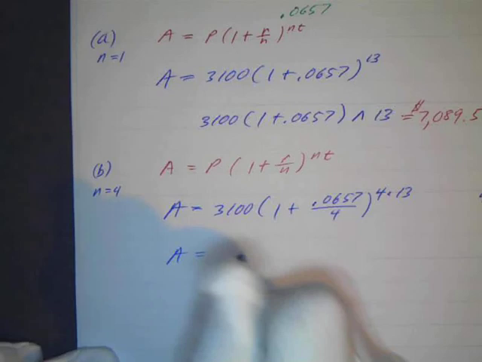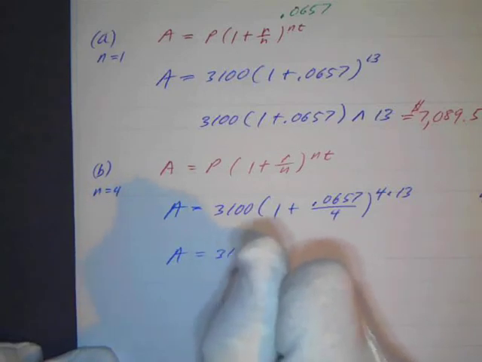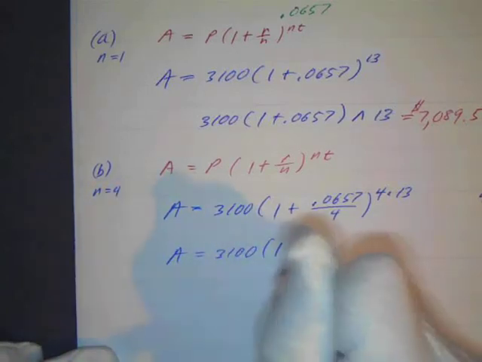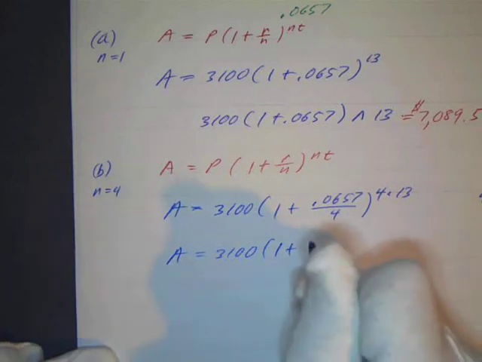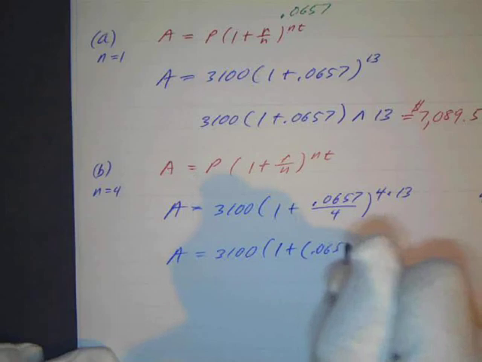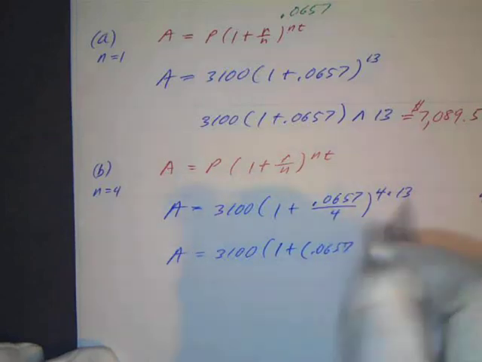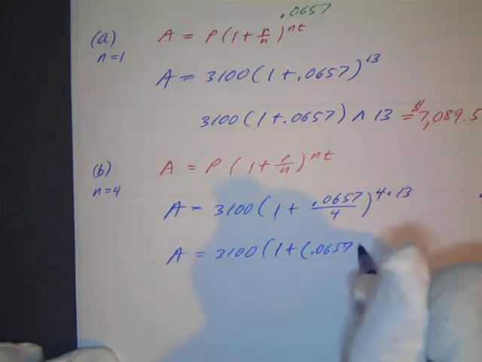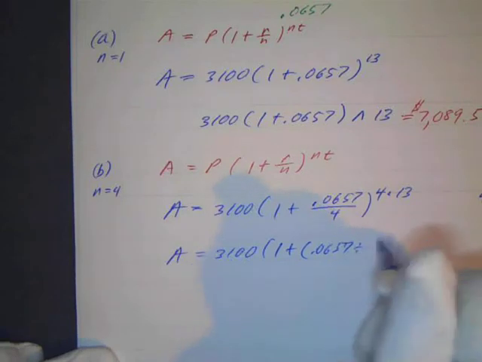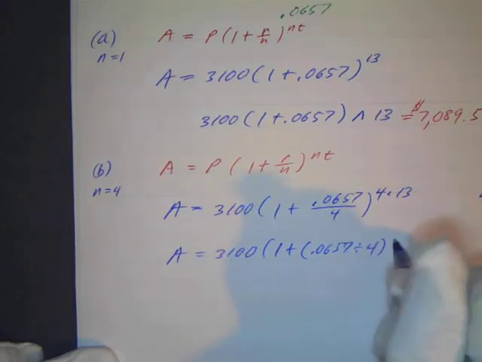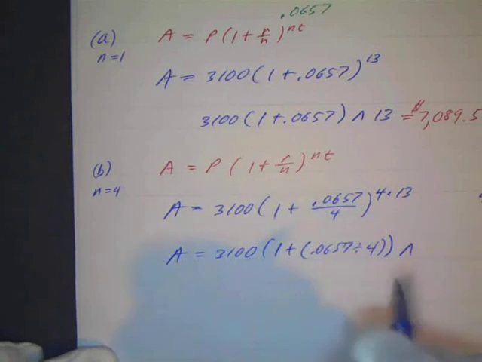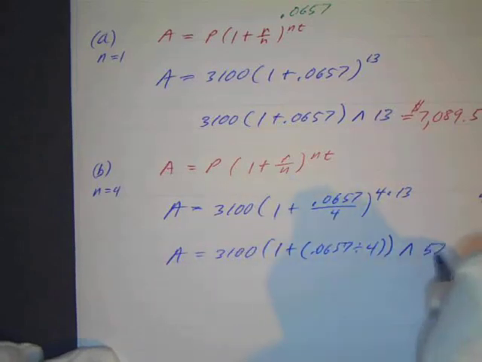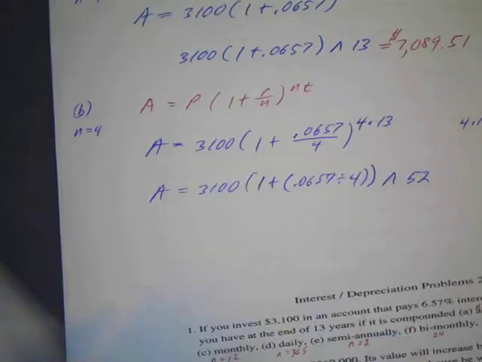That's going to be amount equals 3,100, parentheses 1, plus, now when we have a fraction, we have to enclose this in a parentheses, so we have to put another parentheses, 0.0657 divided by 4, parentheses, caret, and then if you put 4 times 13, you'd have to put that in parentheses, or you could put 52. This will probably save you a little bit of parentheses there. All right, and that's how you're going to put in the calculator. So let's do that and see what we get.